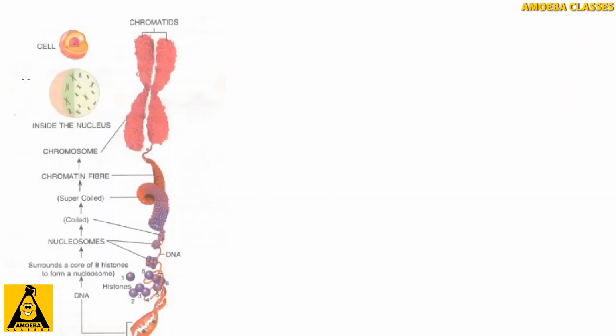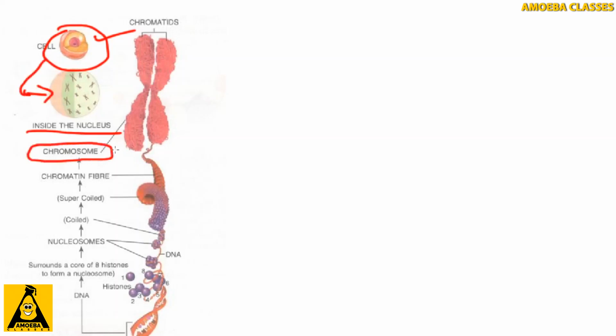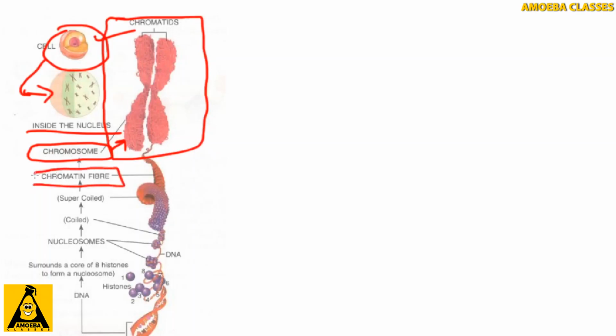First of all, we should know where these chromosomes are located. As you remember, this is the structure of a cell, and inside the cell there is a nucleus, and inside the nucleus there are chromosomes present. Now if we take a look at the structure of chromosome, this is how the chromosome looks. And if you have seen the class 9 video that I recommended, now you will understand what a chromatin fiber basically is.